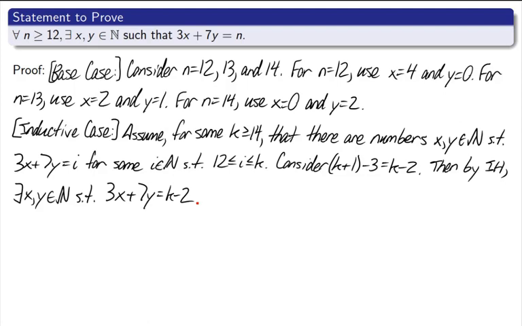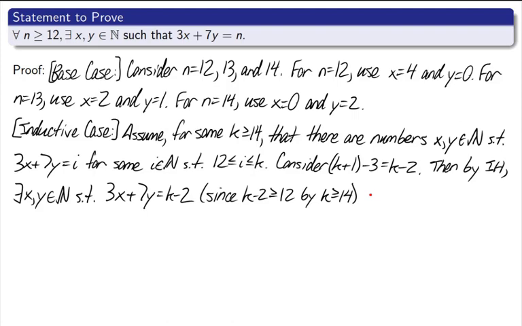Why can I use the inductive hypothesis? Remember, the inductive hypothesis holds for any value of i, as long as i is between 12 and k. It might be important to notice that k minus 2 is at least 12, because k was at least 14. This is why I did a few base cases, because I wanted to make sure that if I took k minus 2, then I would still have a valid use of the inductive hypothesis.